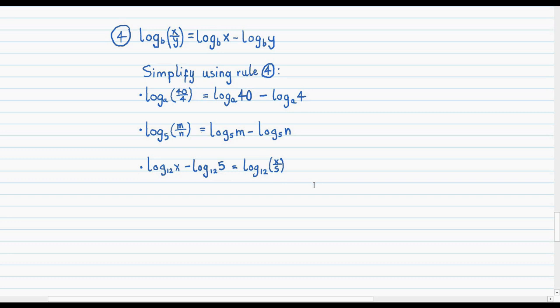For the last example, log 10 minus 3 base 6, which you should know we can't simplify using rule 4 into log 10 base 6 minus log 3 base 6, because the terms in the brackets need to be one divided by the other. So this would just simplify to log 7 base 6.